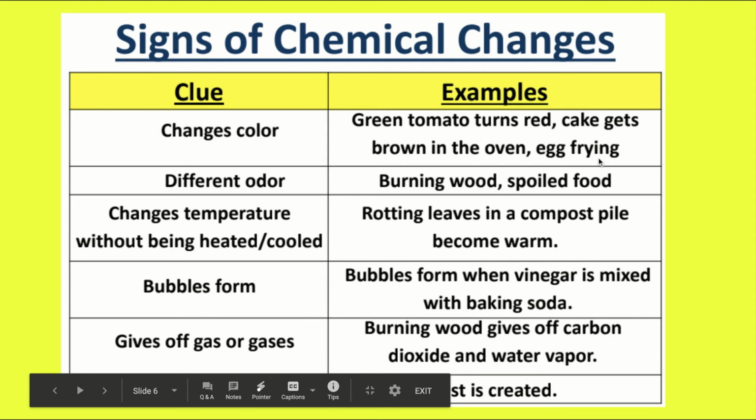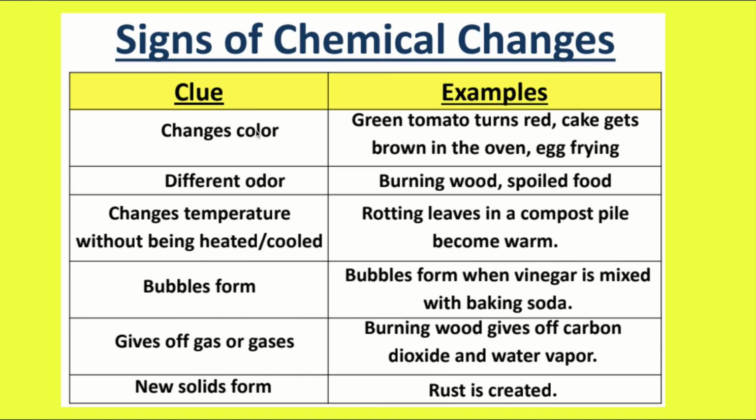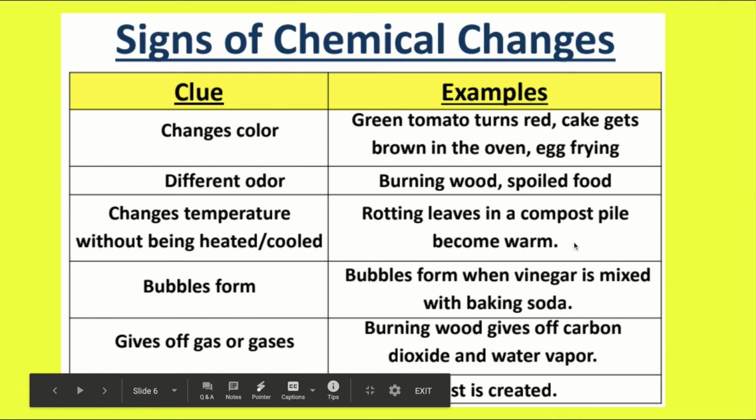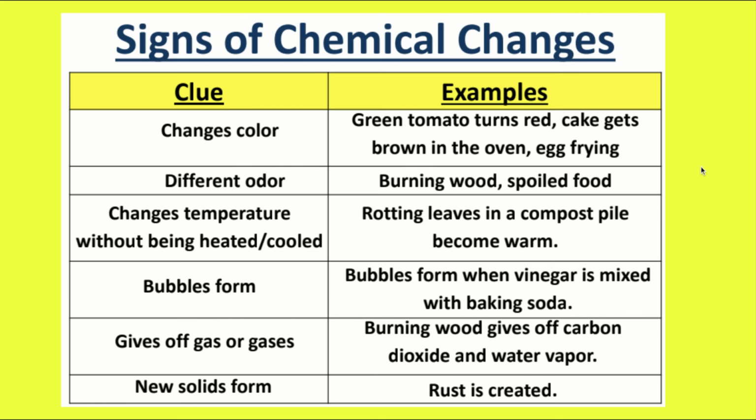Now, here are some other clues or signs of chemical changes. Changes color. For example, a green tomato turning red, or a cake getting baked brown in the oven, or an egg frying. A different odor, change in temperature, bubbles forming, giving off gas or gases. And that last one, a new solid is formed. For example, if something rusts. These are your clues for chemical change. So if you're struggling with telling, go ahead and rewind this video and pause it right here to look at the clues for chemical change.